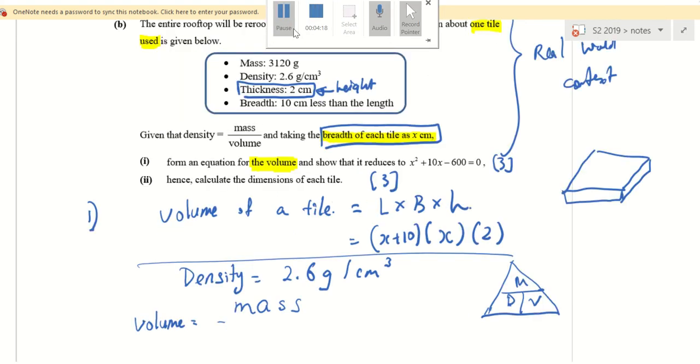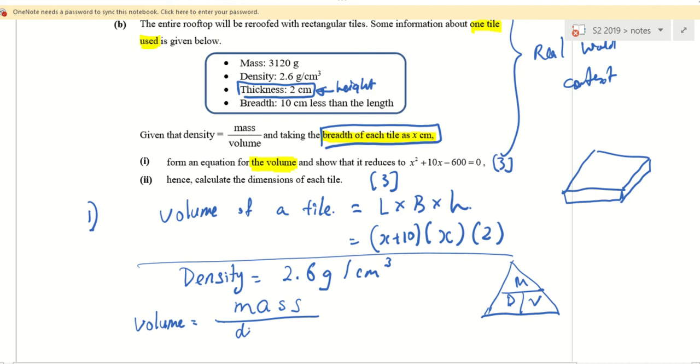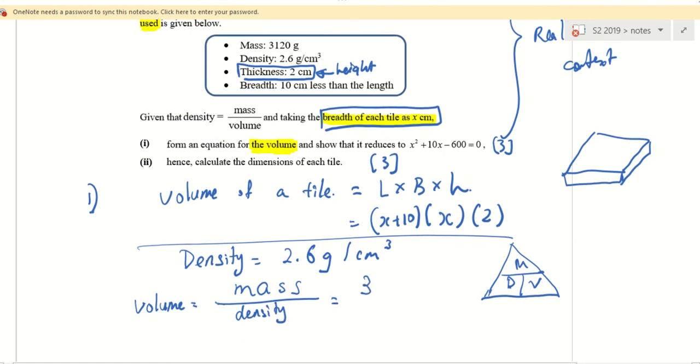Volume. So I look at this triangle. I'm interested in the volume. Volume equals mass divided by density. Can follow? Mass divided by density. So what is the mass? 3120. What is the density? 2.6. Can I have a number? 1,200.